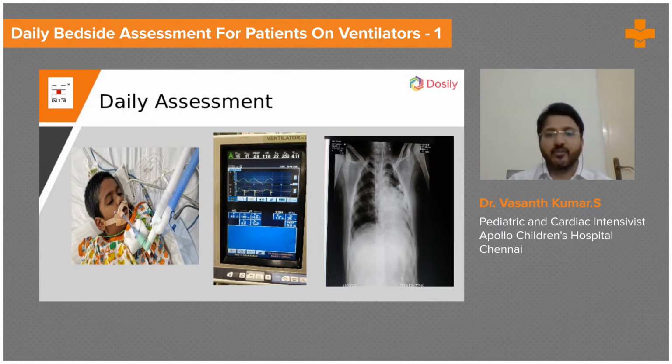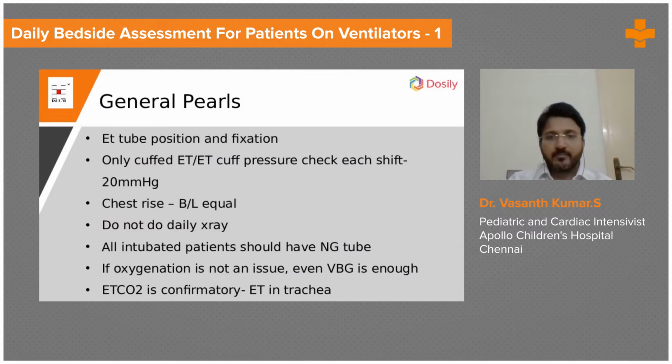seen in the X-ray also. So, general pearls: you'll always have to check the ET position. ET position can be checked by where it is fixed. You can auscultate to look for bilateral air entry. And as I said, in the X-ray you see it 0.5 to 1 centimeter above the carina.